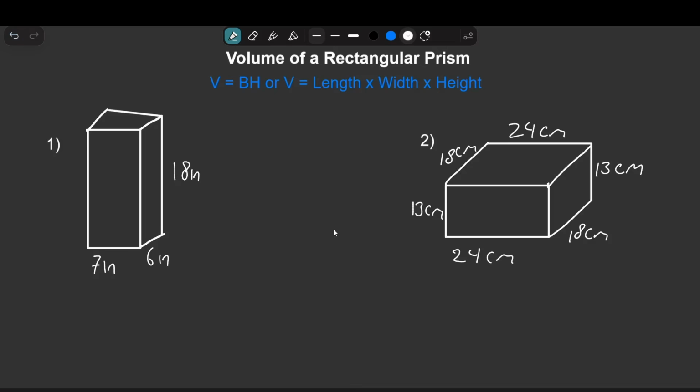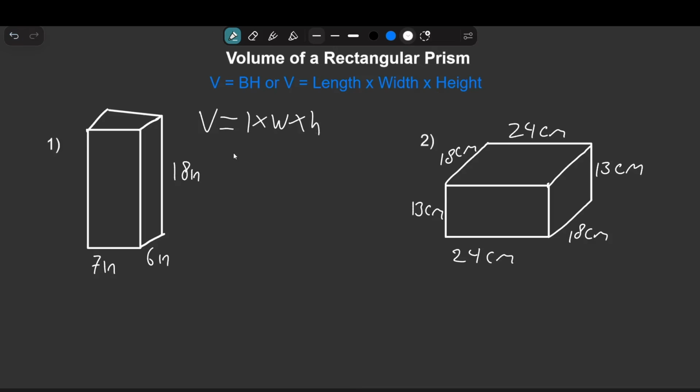Let's jump into our examples here, starting with number 1, where we have a rectangular prism with a base with dimensions of 7 inches and 6 inches, with a height of 18 inches. So, let's start with the first rectangular prism. We are going to use this formula right here. Volume equals length times width times height.